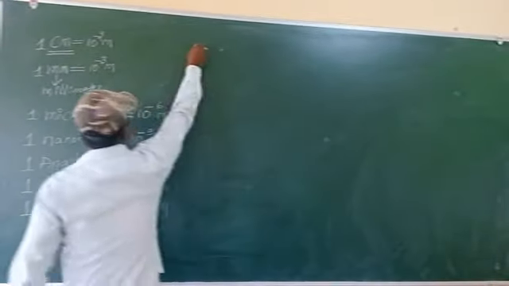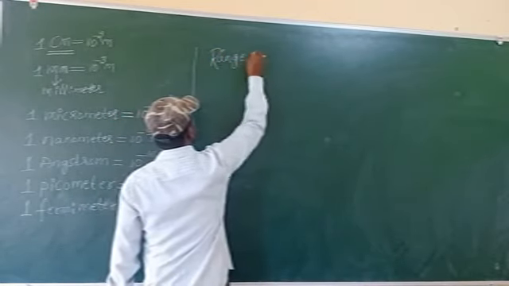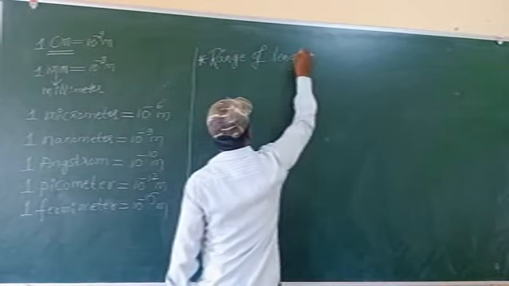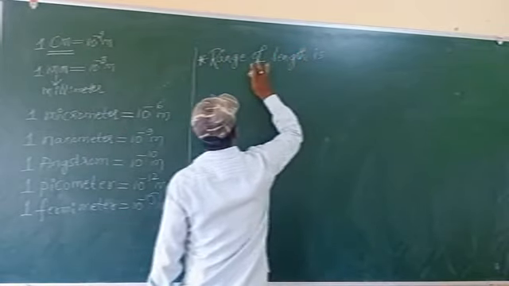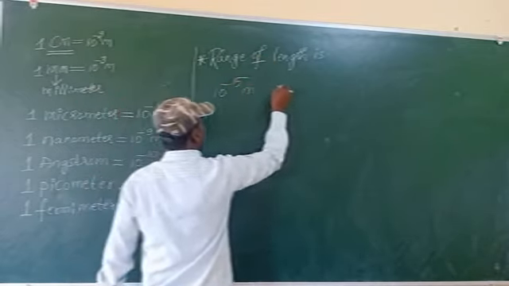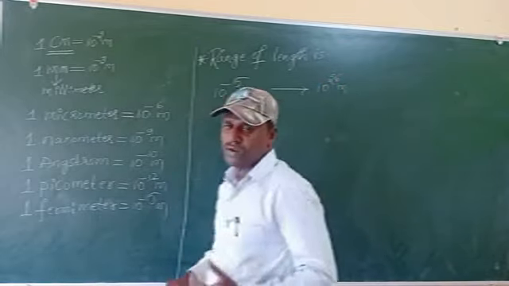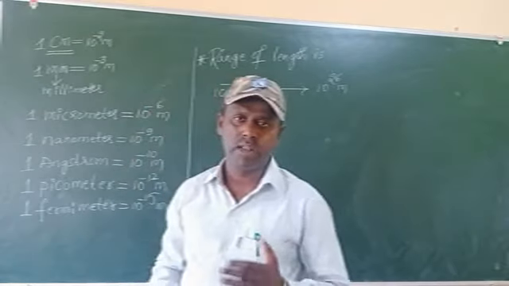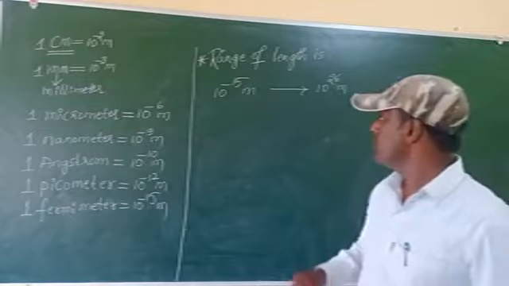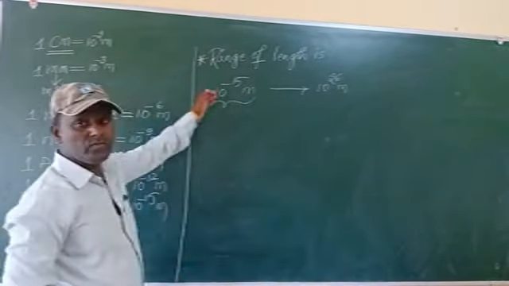So here, what is the range of length? Range of length is 10 to the power of minus 15 meter to 10 to the power of 26 meter. Here range means the minimum and maximum length. The minimum length is 10 to the power of minus 15 meter.